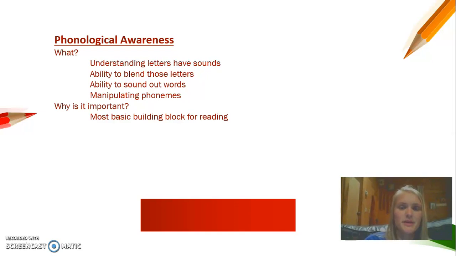Now, what is phonological awareness? I've said it a lot. That is basically having an understanding that letters have sounds and that we can put those sounds together and make words with those sounds. We can also manipulate phonemes once we have a good mastery of the letter sounds. Then we can start deleting beginning phonemes or replacing them, so we can kind of play with phonemes, which are letter sounds. And that's important because it's the most basic building block for reading.